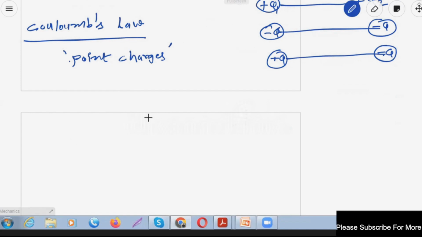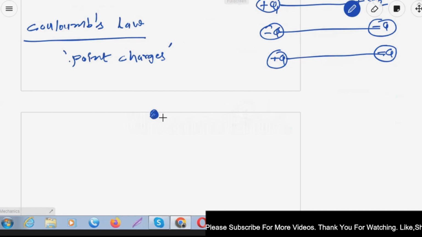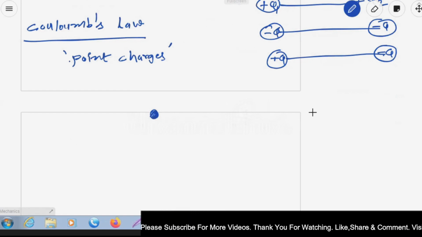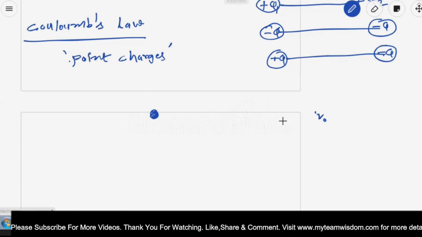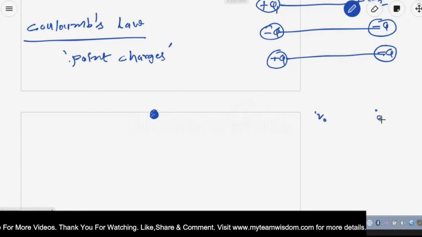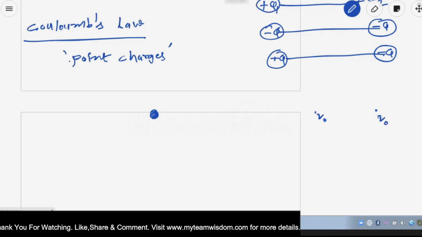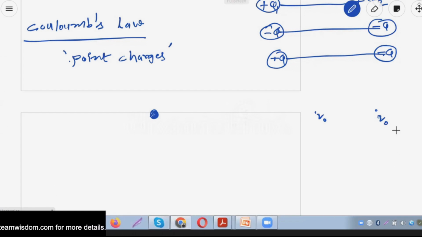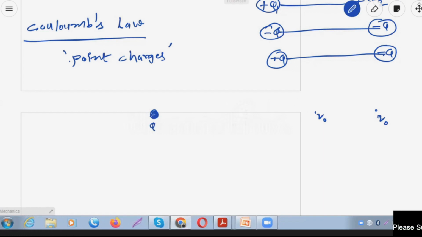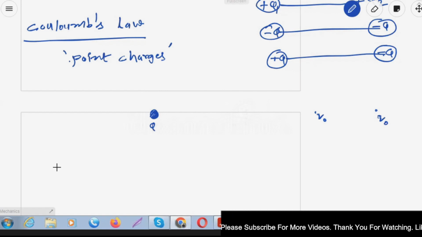Suppose I have a charge like this, and I place another charge Q naught near it, it will interact. If I place it over here, it will interact. But if I go beyond this point, it doesn't interact. That means up to a certain distance it will interact, the region surrounding the charge within which it can interact with other charges.